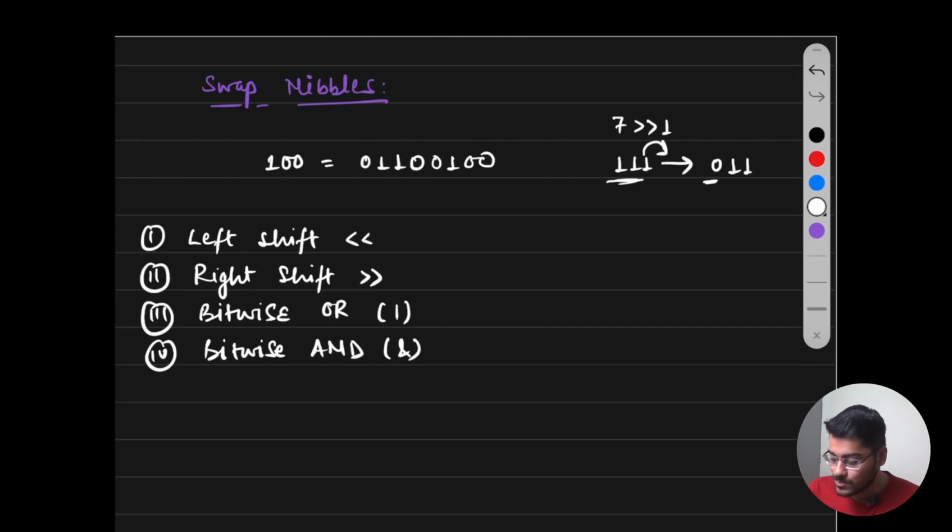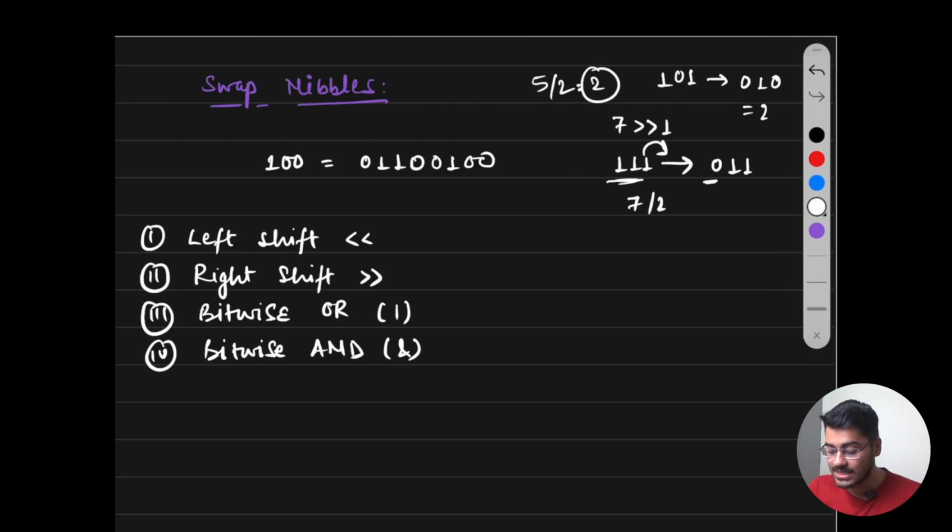In decimal it is equivalent to dividing a number by 2, integer division by 2. So for example, if it was 101, which is equivalent to 5, it will convert to 010, which is equal to 2. So 5 divided by 2 in integer division will also give you 2. So right shift is equivalent to dividing by 2, while left shift was multiplying by 2.